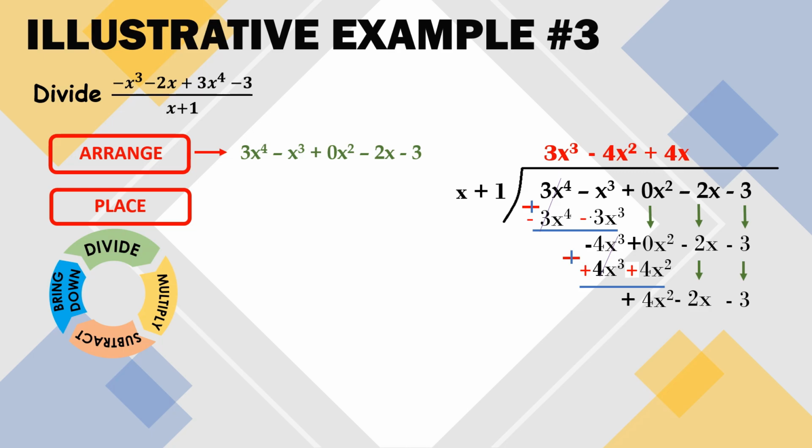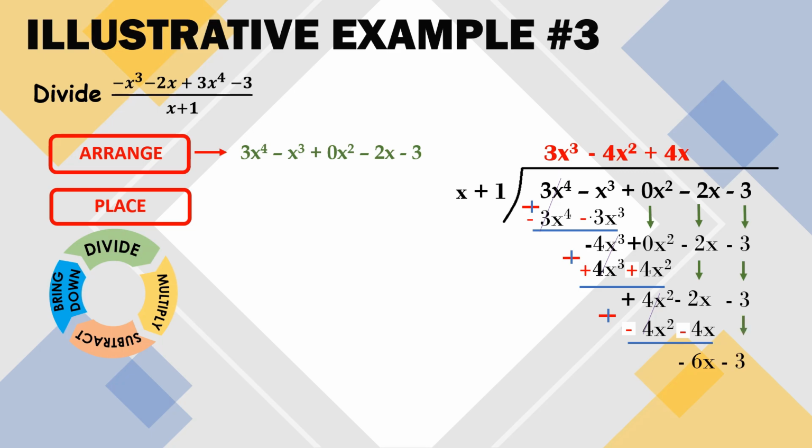Then we multiply. 4x times x is 4x squared. 4x times 1 is equal to 4x. Then we subtract the terms. Since we are subtracting, change the sign of the subtrahend, proceed to addition. So 4x squared plus negative 4x squared is 0. Negative 2x plus negative 4x is equal to negative 6x.